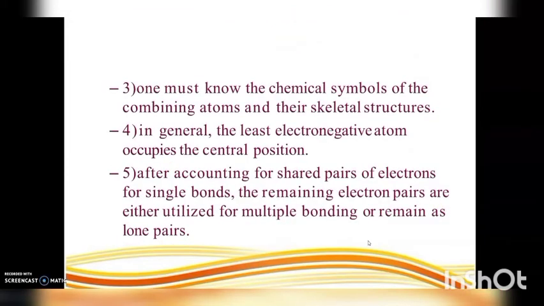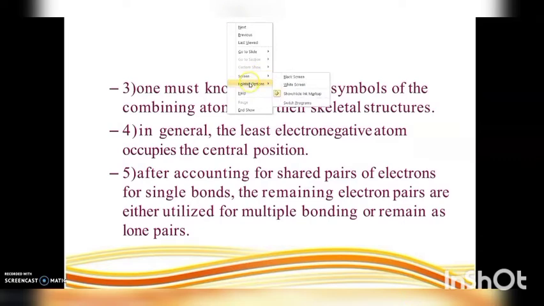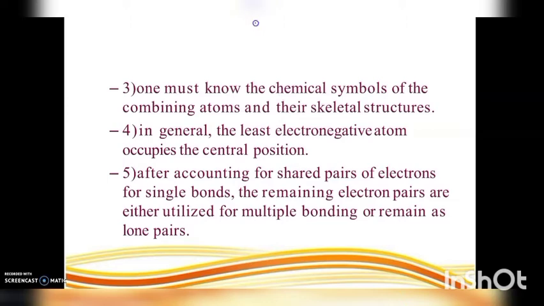The next step is one must know the chemical symbols of the combining atoms and their skeletal structure. For example, if we have to draw the HCl molecule, we should know what the constituents are, the chemical symbols of each atom, that is H and Cl. This is a skeleton for this.